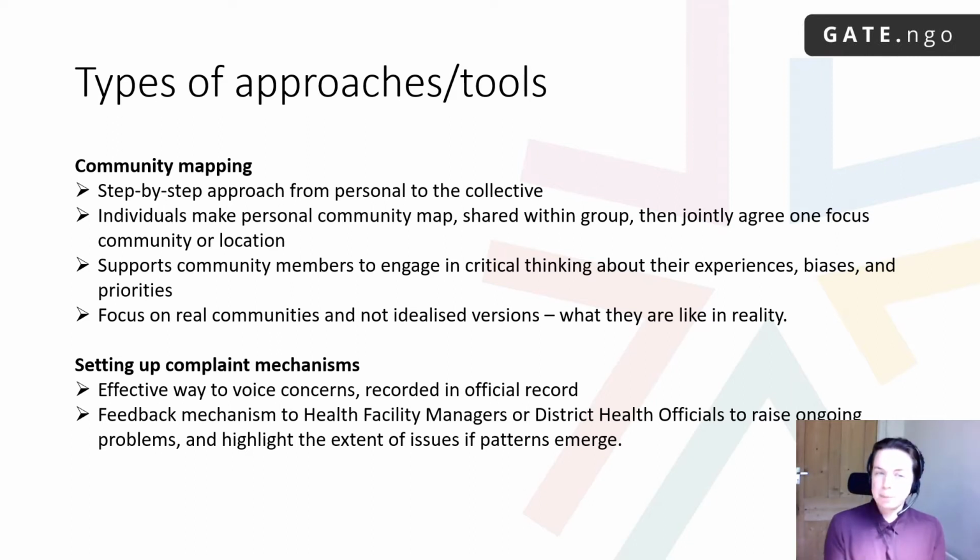Community mapping is a step-by-step approach. It moves from the personal to the collective, and it's a way for individuals to make a personal community map that's shared with a group. It's a process of agreeing together where to focus. So that could be on one location, it could be on one community, or it could be a particular issue in a community. So it's a process to support critical thinking as a group about experiences and priorities and biases. And it focuses on real communities rather than idealized versions, which helps make the community-based monitoring more successful in the long term.